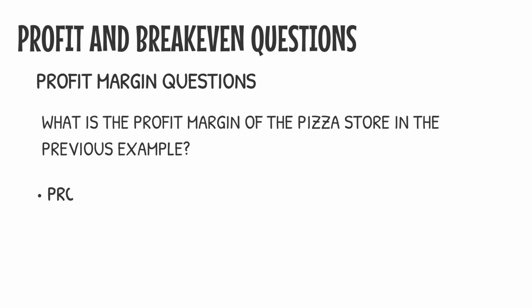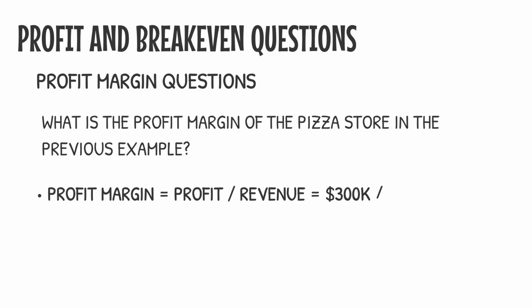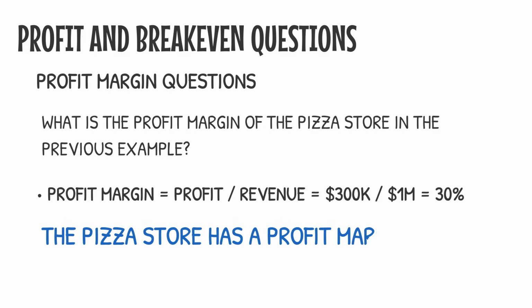To solve this, we simply need to use the profit margin formula. Profit margin equals profit divided by revenue, or 300,000 divided by 1 million, which equals 30%. Therefore, the pizza store has a profit margin of 30%.